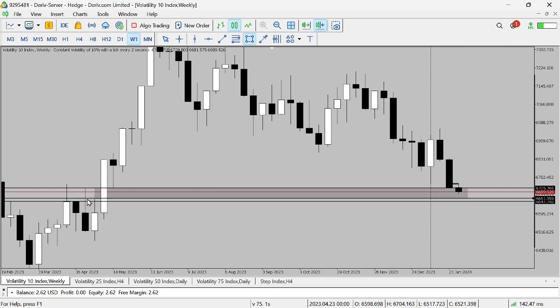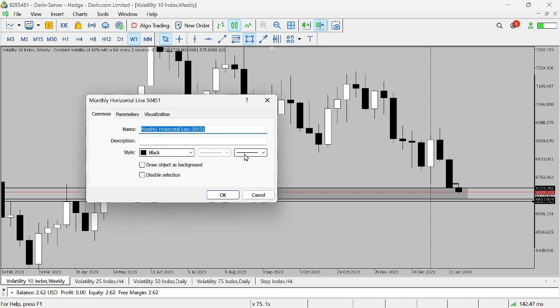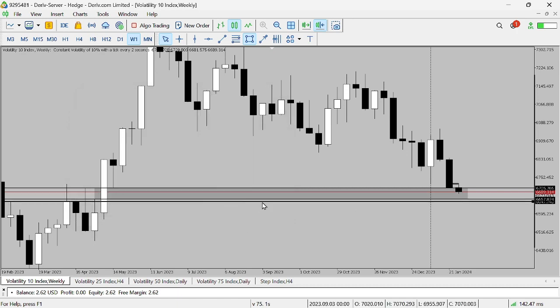Now I want to mark the lower end of the weekly order block. So we have the weekly fair value gap, and then we have the monthly order block. Now let me make the monthly order block a little bit thicker. Okay. Good. So we know our levels.